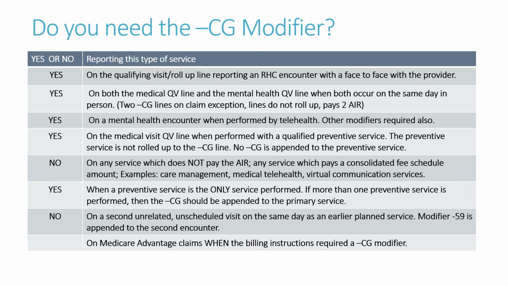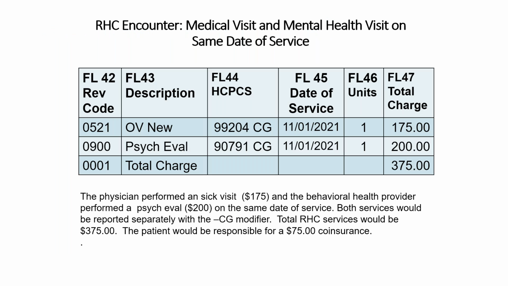So the simple part is, if the service does not pay the all-inclusive rate, it does not get a CG modifier. If I have those things that are paid off of a fee schedule amount, I don't have a CG modifier. So with that FAQ document and this new slide, that should answer most of your questions about whether you need a CG modifier. We get a lot of questions about that.